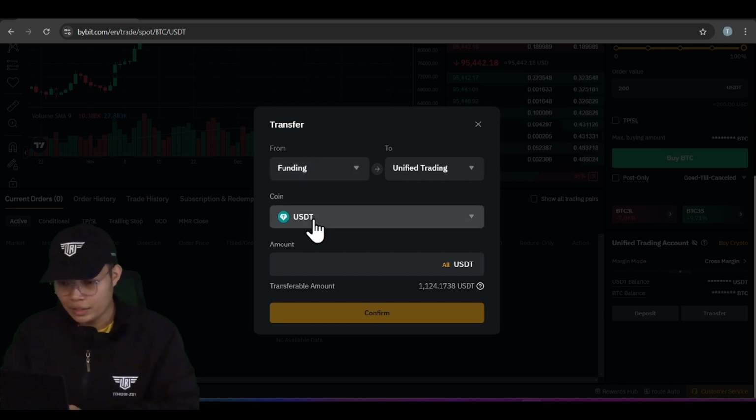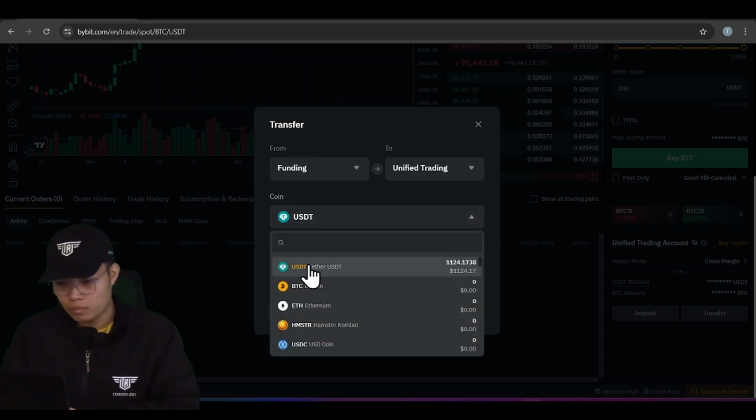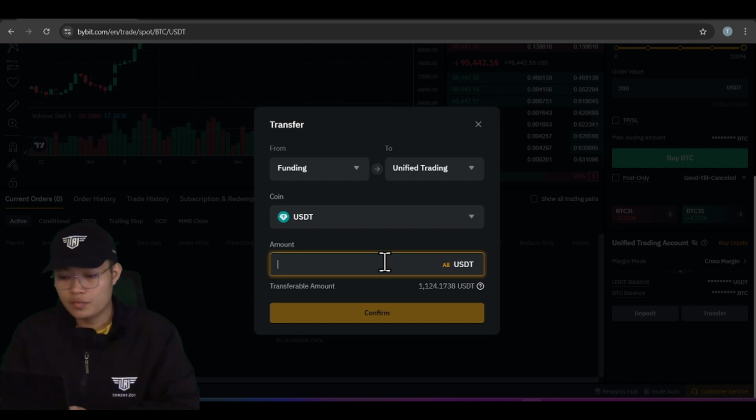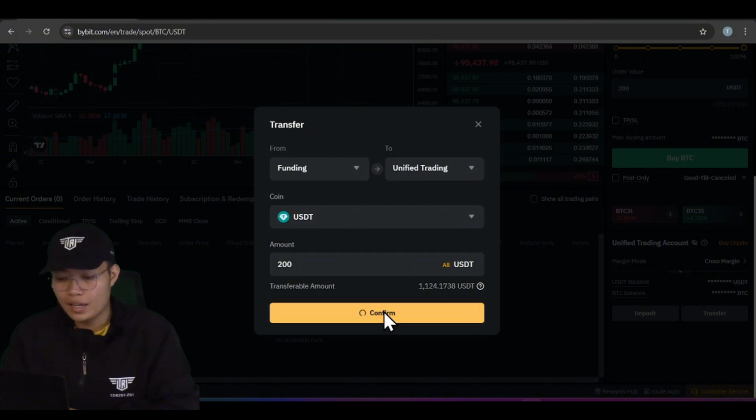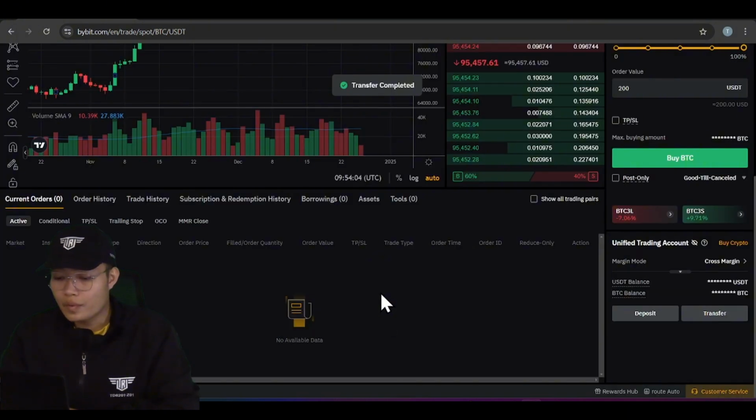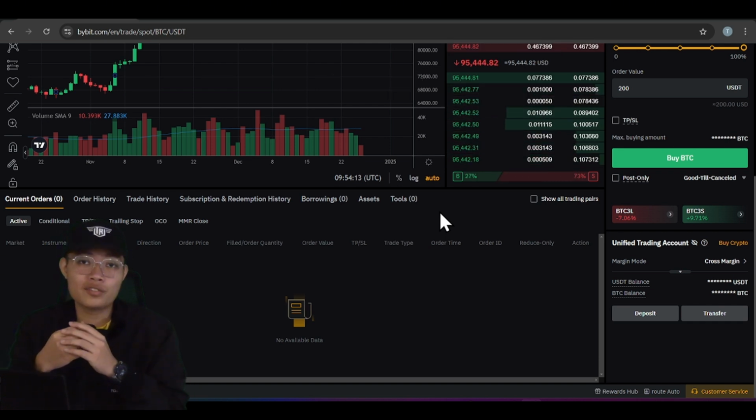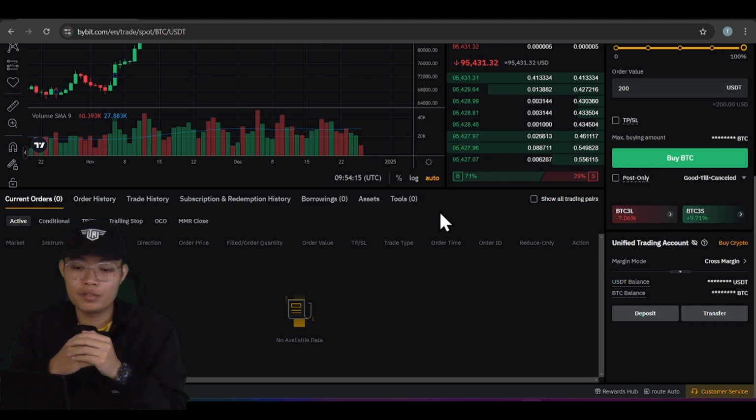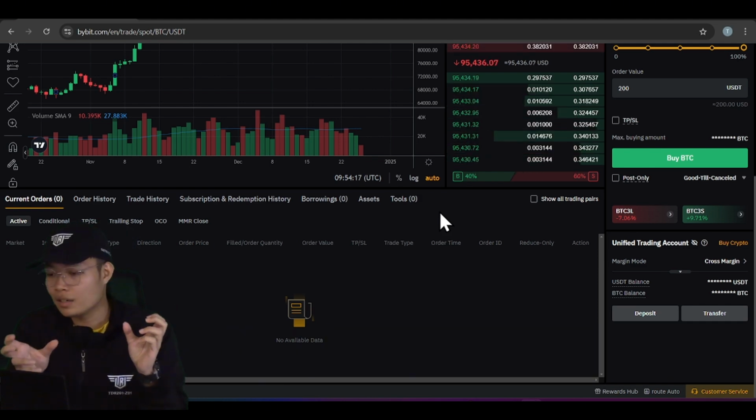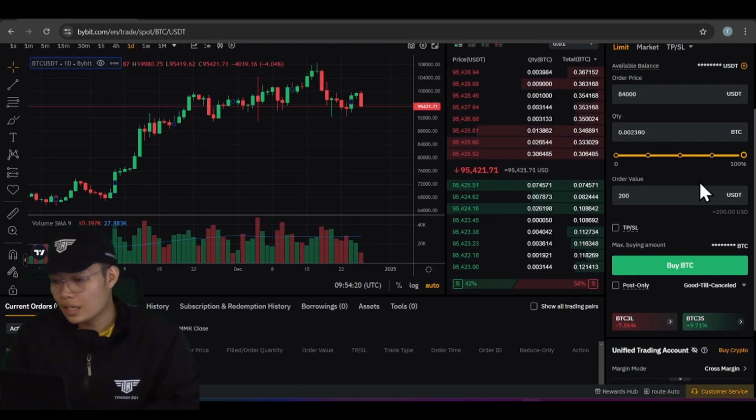You can just select the coin that you're going to transfer. For example, if I want to transfer maybe $200 here, $200, and just click confirm. All right. So once you click this, then your transfer is successfully done. It means that you have successfully transferred from your funding account to your trading account. So once you transfer, then you can buy.